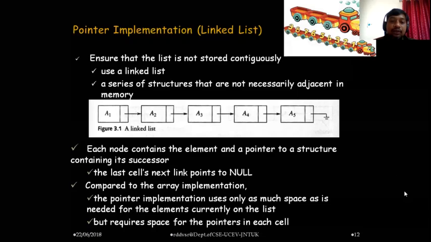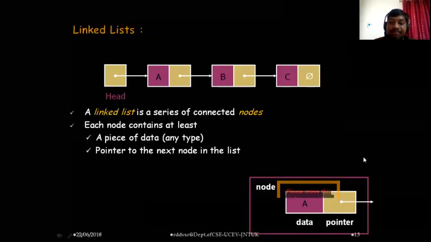Compared to the array implementation, the pointer implementation uses only as much space as is needed for the elements currently on the list, but requires space for the pointers. As I told you earlier, we require additional space for the pointers. But when compared to an array, it is more flexible while performing insertion and deletion operations.